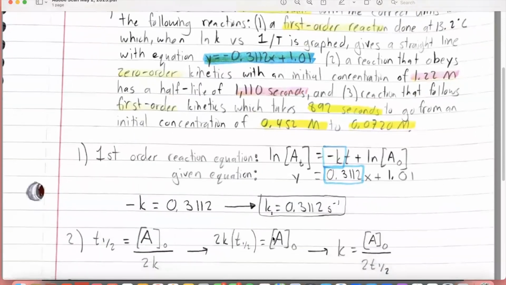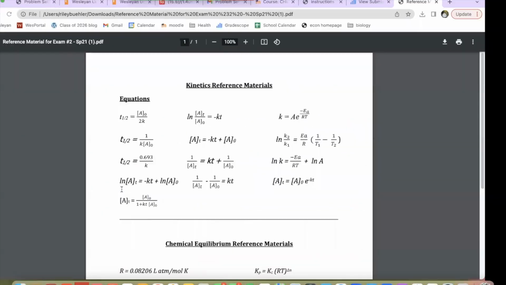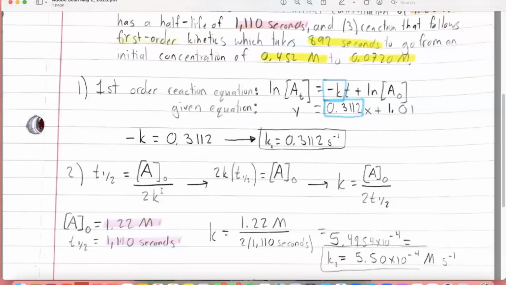For the second one, we're using zero order kinetics and we are given an initial concentration and the half-life time. And this equation we can find on our reference sheet here for zero order kinetics. And then if we go back, we can rearrange this equation by multiplying by 2k to now get this equation, and then divide both sides by 2 times the half-life, which is t, with a subscript of 1/2. That will isolate k on its own, as we see over here, and then the division that we just performed will be the denominator of this side.